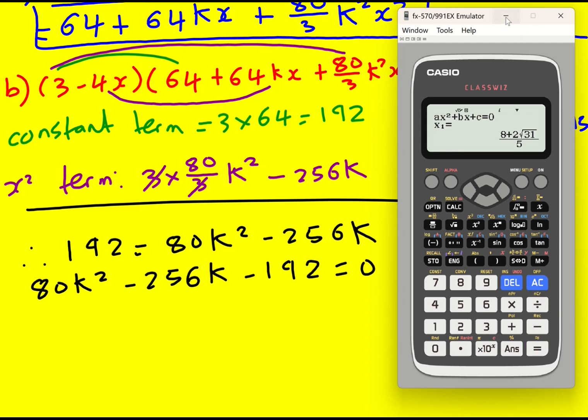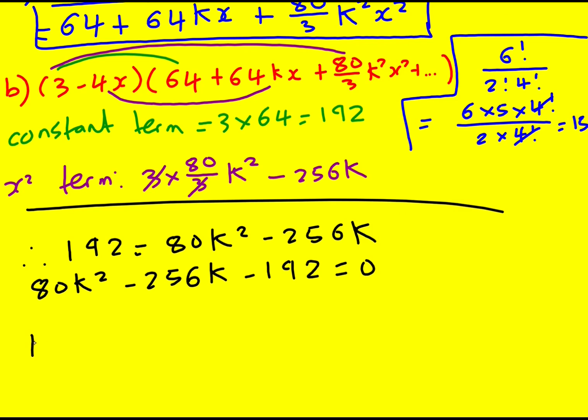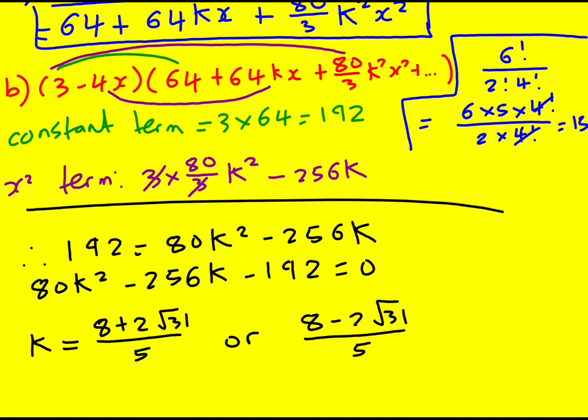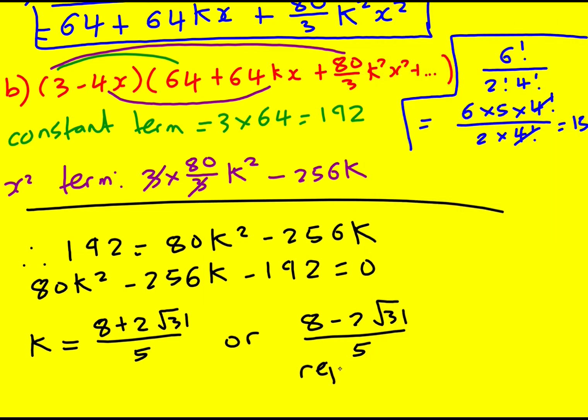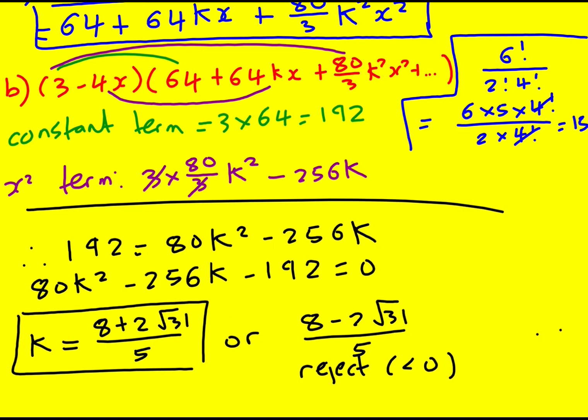So 8 plus 2 root 31 over 5, or 8 minus 2 root 31 over 5. But remember, we're told that k was positive, so that one's absolutely fine. But that one's negative, so reject since less than 0. That is going to be our final answer. Well done.